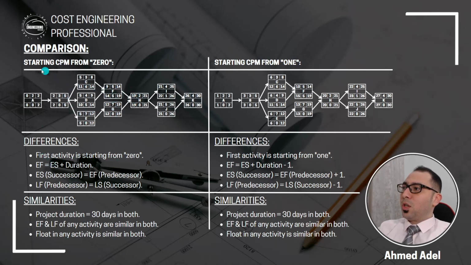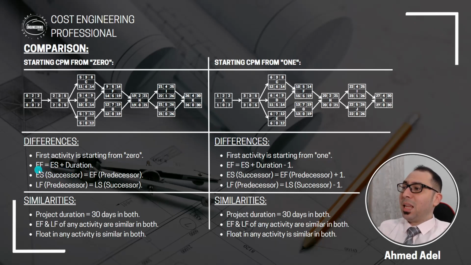So here in the first one, starting CPM from 0, first activity is starting from 0. Of course, I am starting here from 0 because actually I'm just comparing the starting from 0 to starting from 1. So in this case, the first activity will start from 0, but in this case, the first activity will start from 1. So this is the first difference.